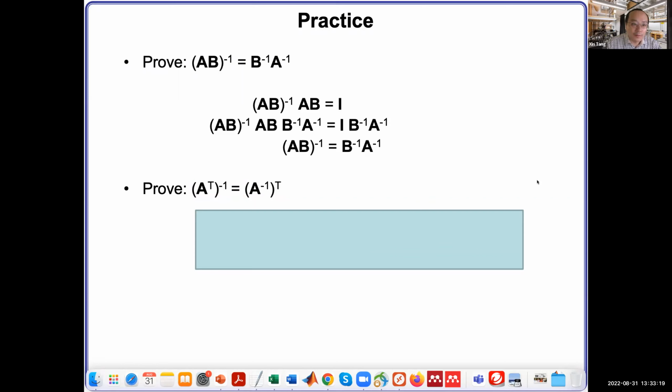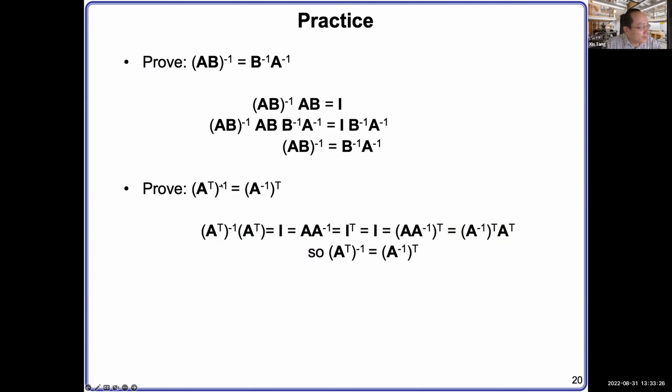Now, how to prove this guy? The way to prove is, first look at the left-hand side. This is easier to operate because it has the inverse on the outside. When you have the inverse, you can always multiply with the inverse again, and then you get the identity matrix. So on the left-hand side we can multiply with A transpose. Then it is A transpose inverse times A transpose. This will give you identity I. This I can be further expanded as A times A inverse, can be expanded this way.